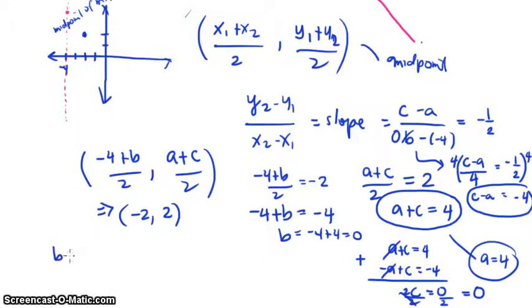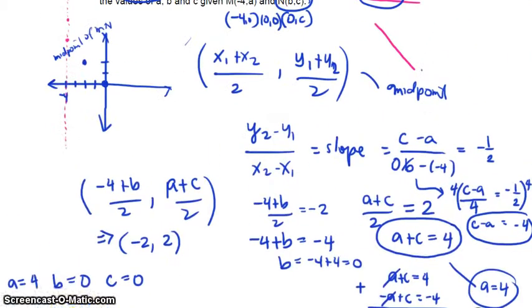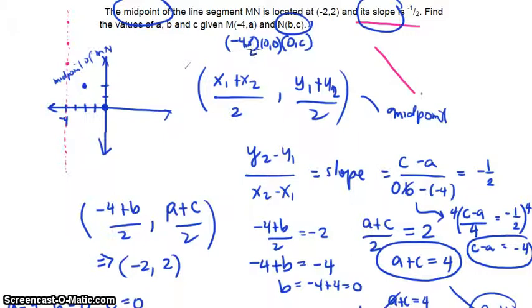Okay, so we found b to be 0, we found a to be 4, and we found c to be 0. So we already have the values for a, b, and c. That's what we need. So this is negative 4, 0, and this is 0, and the c that we found is also 0. So actually it's the origin, and the negative 4, 0. A is found to be 4, not 0. So this is equal to negative 4, 4.